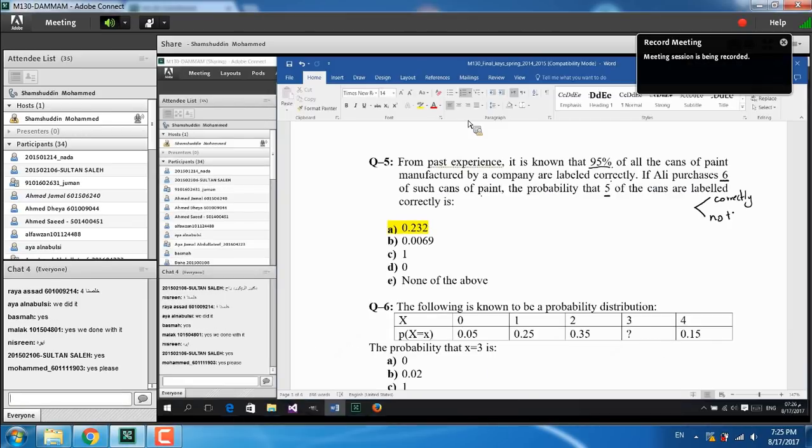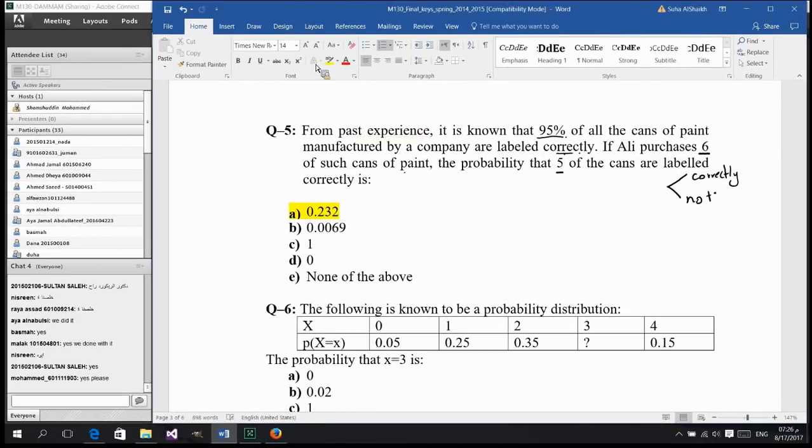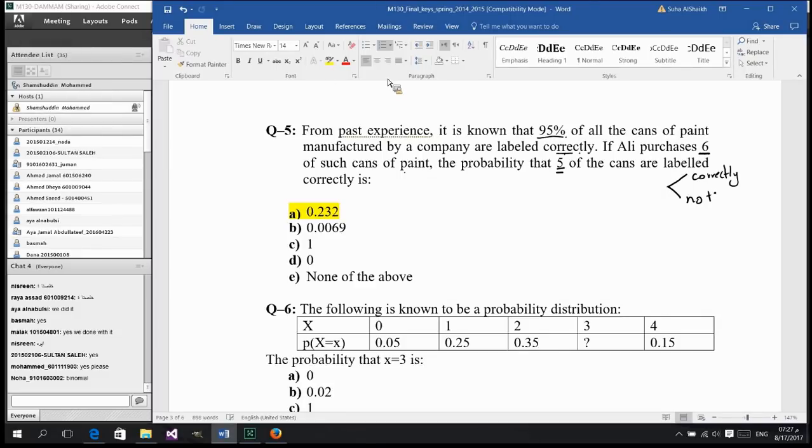Question number 5 here. Let me read the question again. From past experience, it is known that 95% of all cans of paint manufactured by a company are labeled correctly. If Ali purchased 6 of such cans of paint, the probability that 5 are labeled correctly is what? Notice I have 2 cases. Either painted correctly or not. So we have success and we have failure, right? So it is a binomial. Clearly this is a binomial.